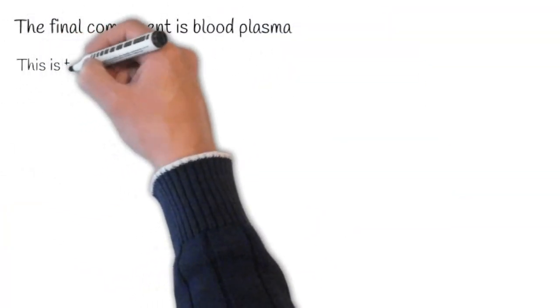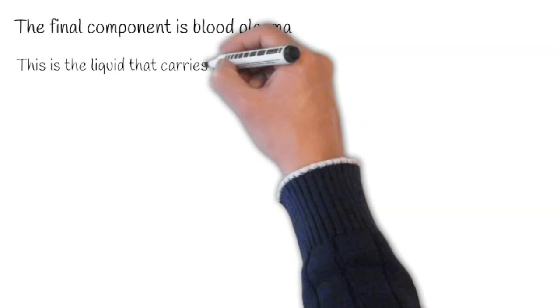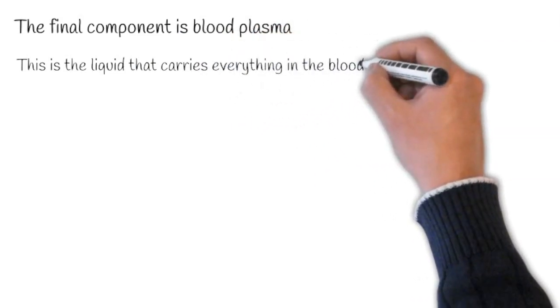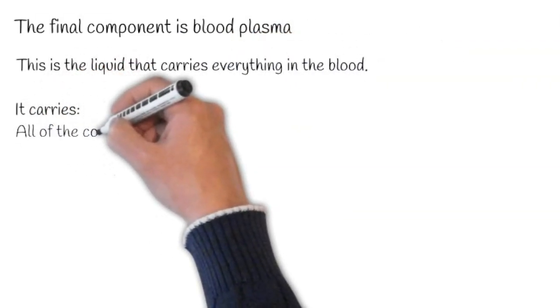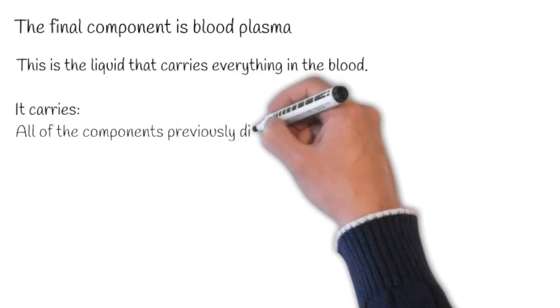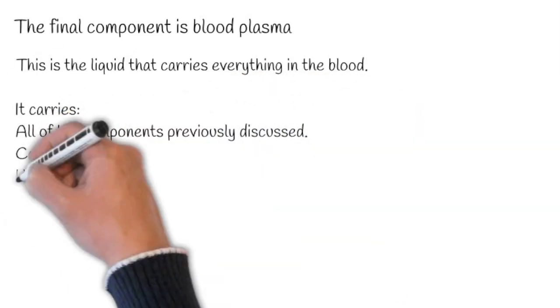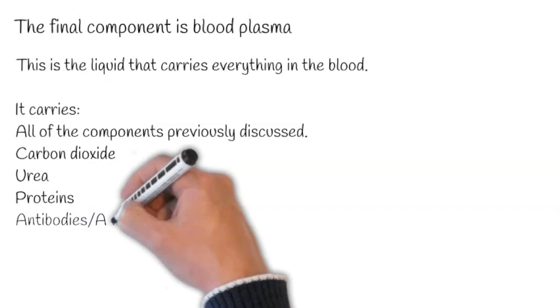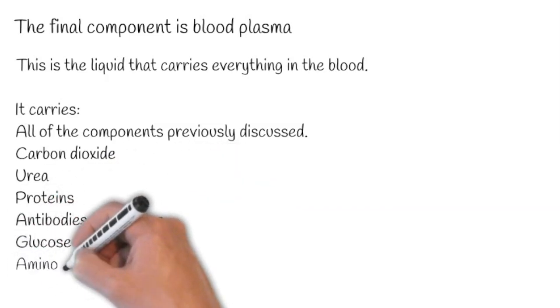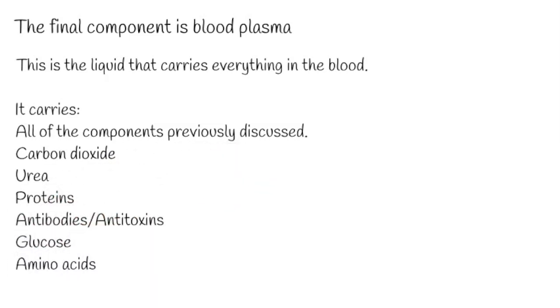The final component is the blood plasma. This is the liquid that carries everything in the blood. It carries all of the components that we've just talked about, the red blood cells, white blood cells, and platelets, carbon dioxide, urea, proteins, antibodies, antitoxins, glucose, amino acids, lots of things.